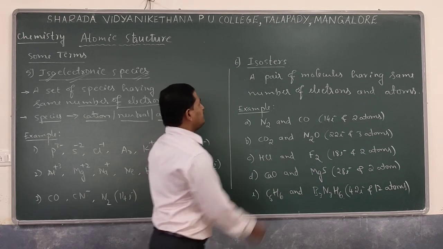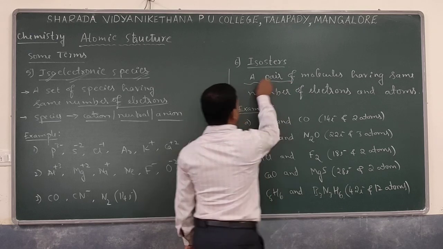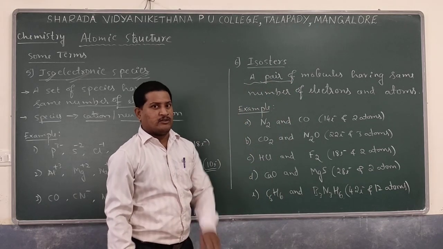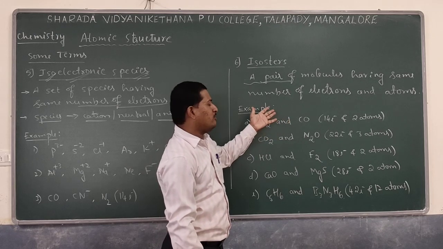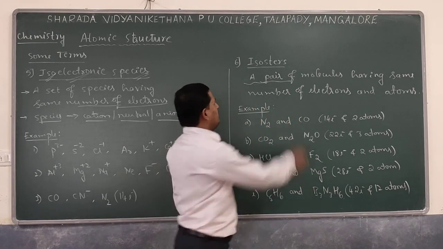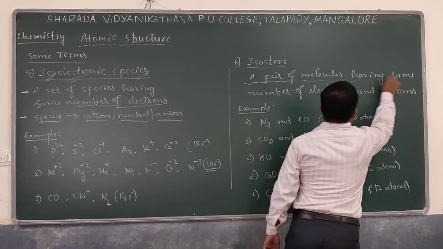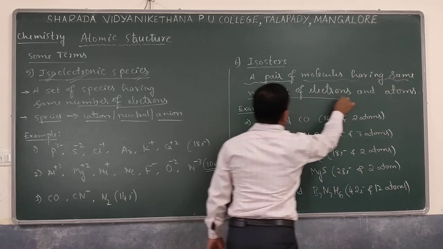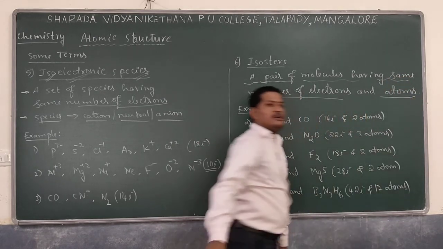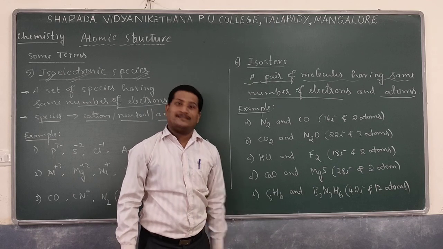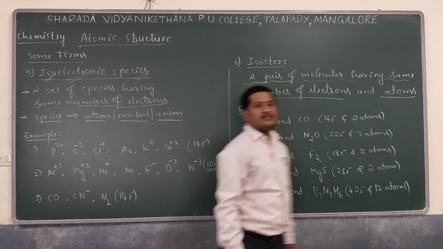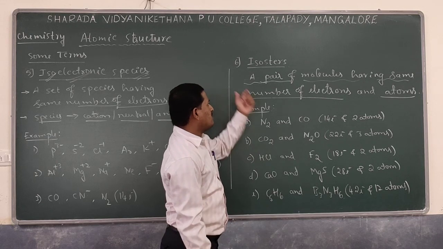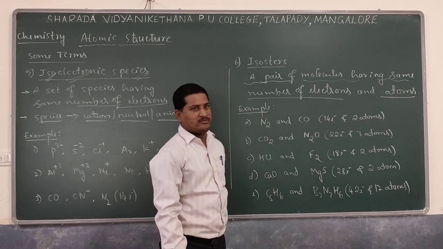Next comes isosters. In this case, a pair of molecules is present, only two molecules, not ions, cations, positively charged species or negatively charged species. A pair of molecules having the same number of electrons and atoms. Remember, here two things must be the same: the number of electrons and the number of atoms present.